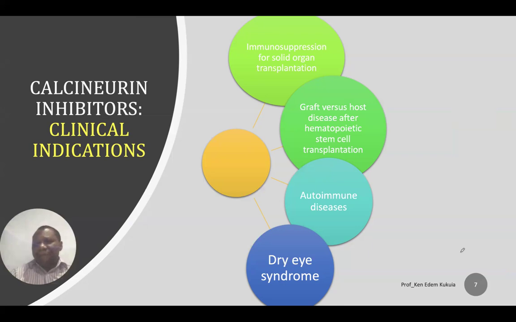has been received. We could also use it in what we call graft versus host disease after we have done a hematopoietic stem cell transplantation. Then in various autoimmune diseases, it could be rheumatoid arthritis, it could be psoriasis, it could be systemic lupus erythematosus. Then we could also use this in dry eye, severe dry eye syndrome.